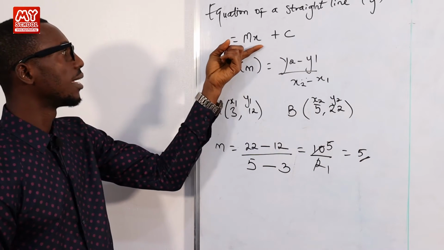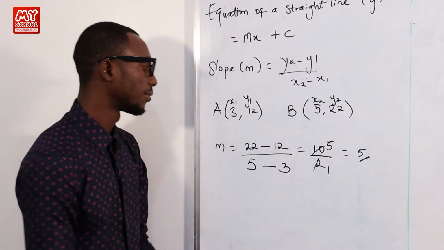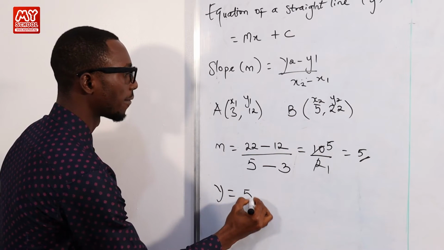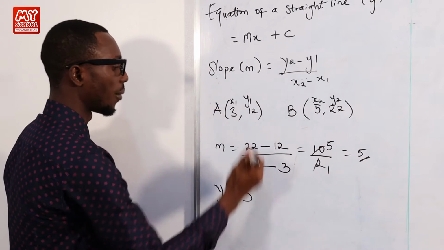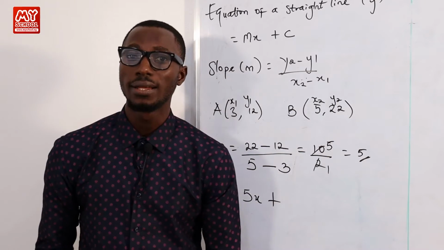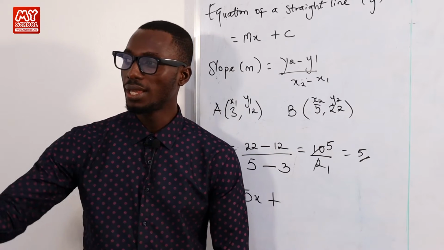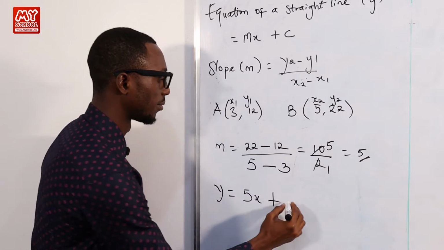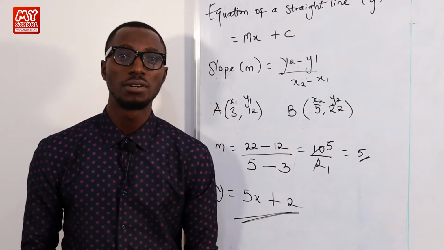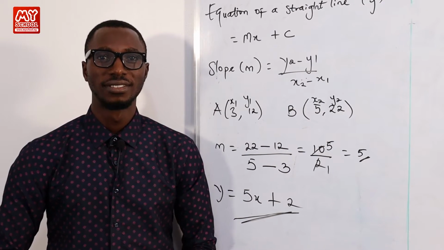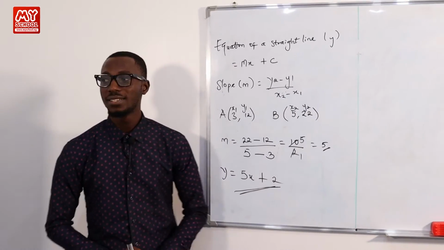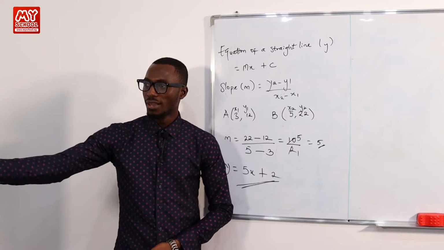So we slot it into the equation of a straight line. 5, our m, x, plus the value for our intercept from the question, which is 2. This forms the equation for the straight line. And let's see which of the options describes our answer. Option A.